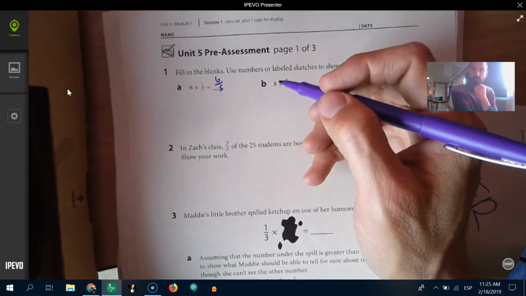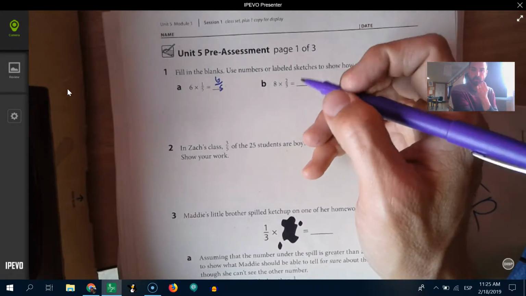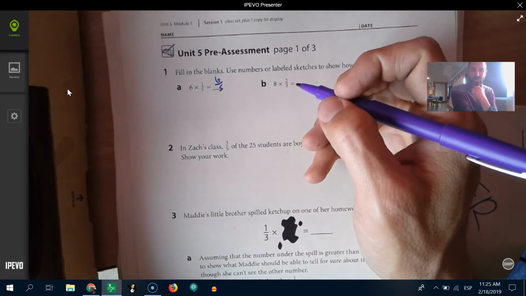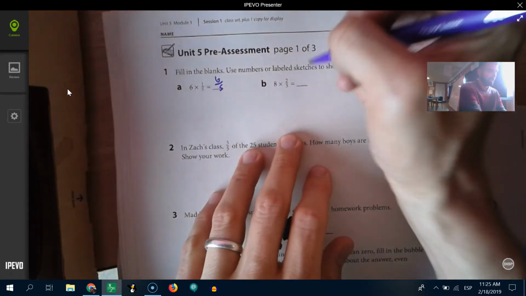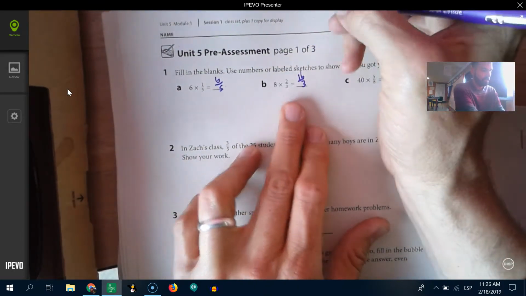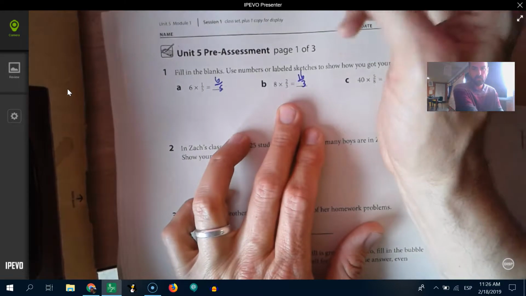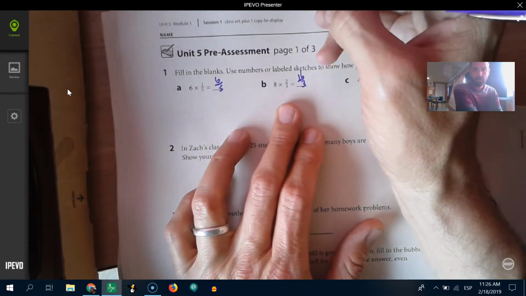Okay, so 2/3 times 8. Is there a 1/3 of 8? No, nothing there. I think this would be 16/3, because we have 8 groups of 2/3. So that would be 16/3 in total. I don't need to simplify if I don't want to. There's no mathematical reason to.